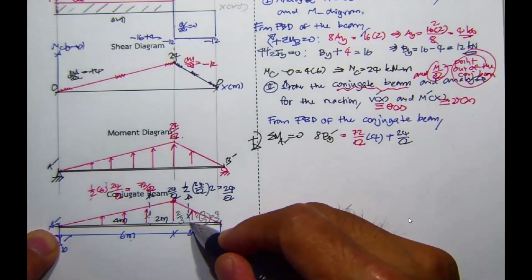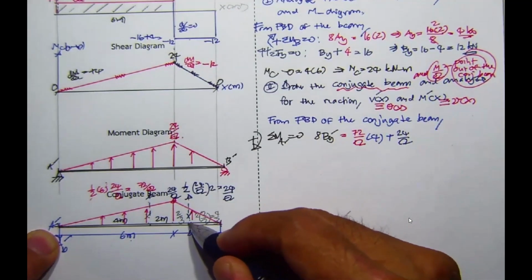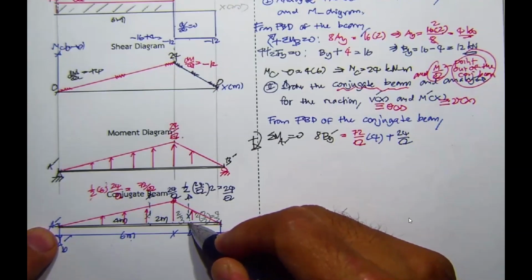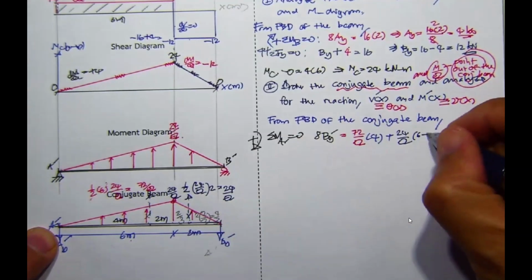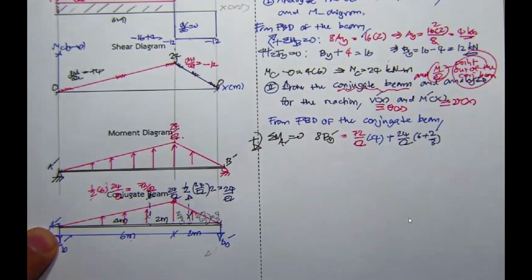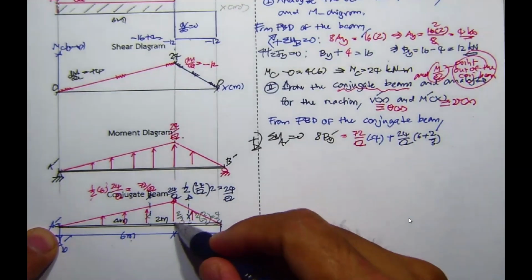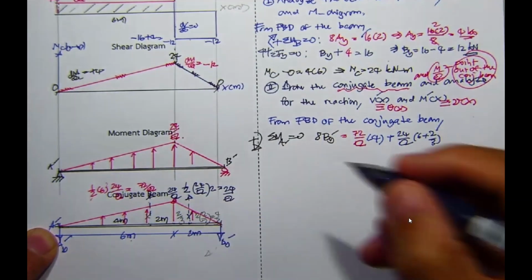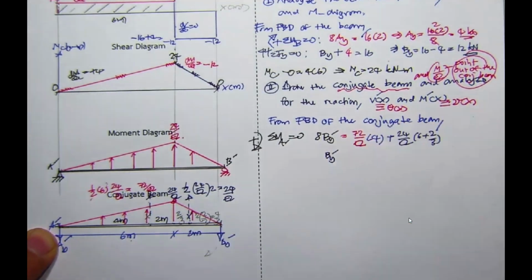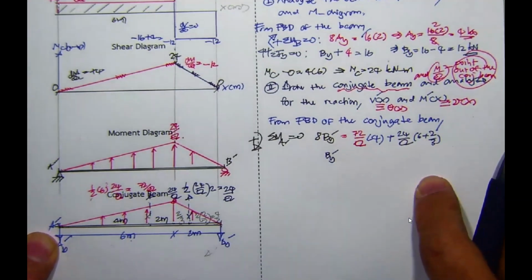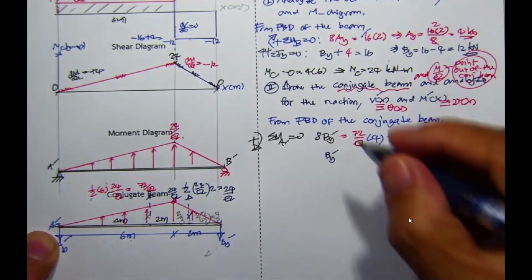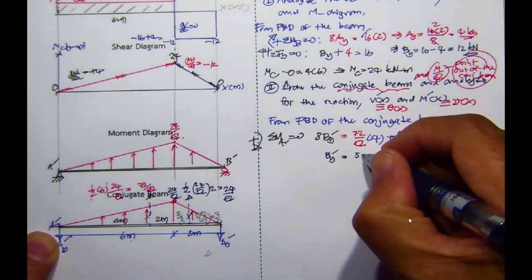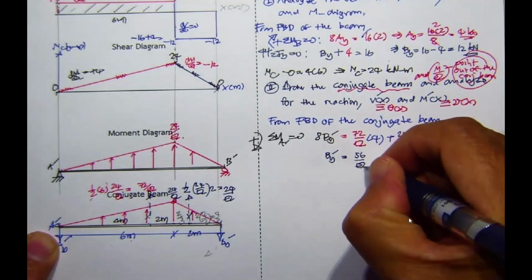Now, it's going to be what? The distance from my pen to A prime is going to be what? 6 plus 2/3. Okay, 6 plus 2/3. 6 is here, plus 2/3 is over here. Right? So you get B sub y prime. Just do the combination of this one. You should get this one to be equal to 56 over EI.